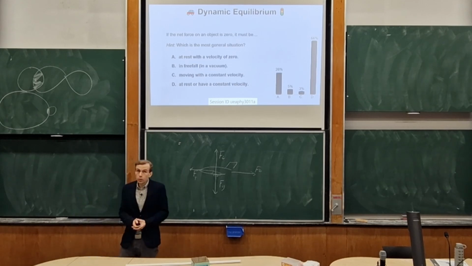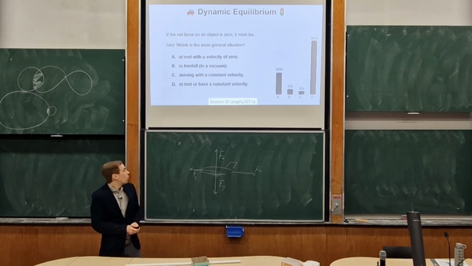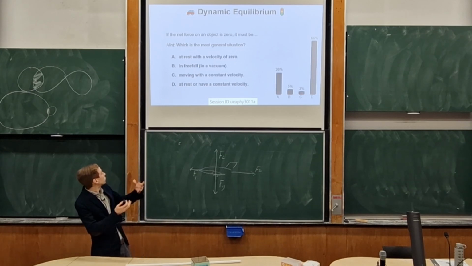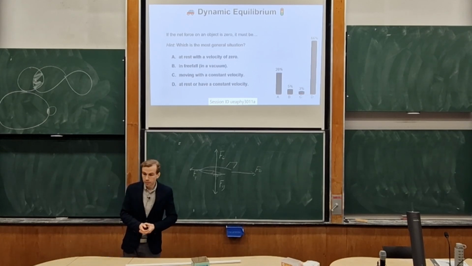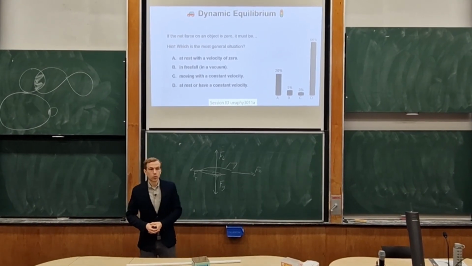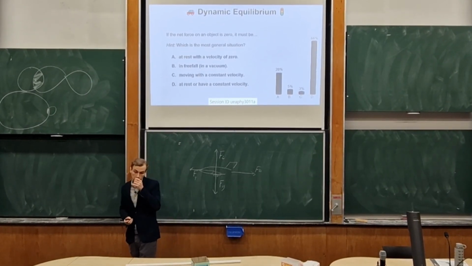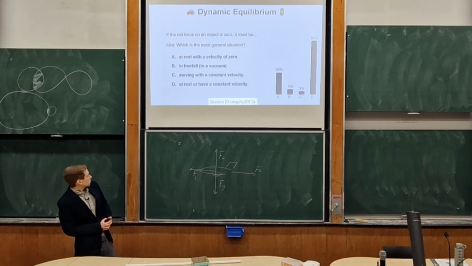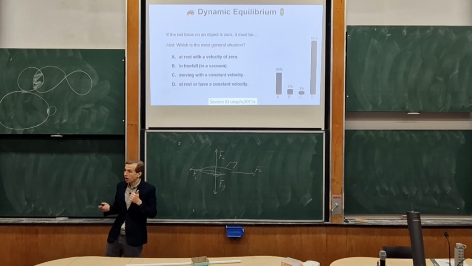Again, I can see why people might be going for option A. If the net force on something is 0, well, maybe it is just sitting there with no velocity. That's certainly an option there. Things can get tricky if we're thinking about behavior in a vacuum. That can be a bit counterintuitive. But the correct option is actually answer D.